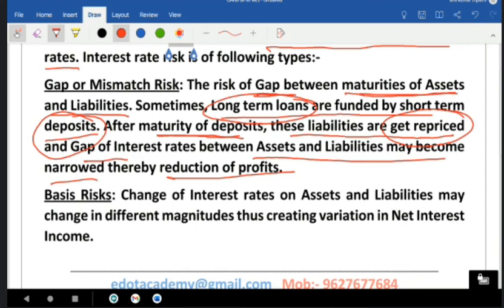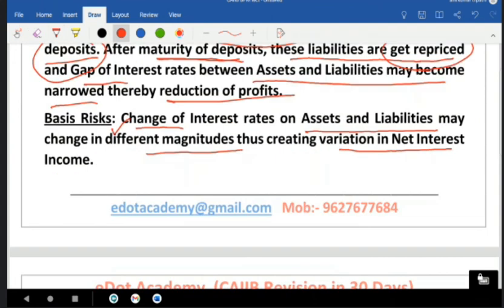And what is basis risk? Change of interest rate on assets and liabilities may be of different magnitude, thus creating variation in net interest income. Let me take an example with the basis. For loans you are charging 10%, for deposits you are paying 7%. That means there is a gap of 3%. So you are earning a 3% profit.